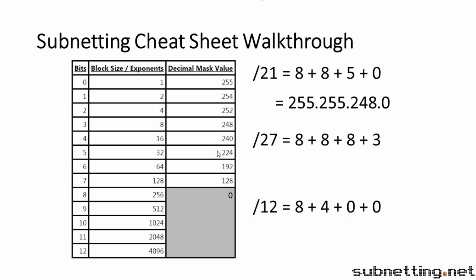1, 2, 3, 4, 5. So the 5 corresponds to 248. Kevin will demonstrate this again in a moment. Let's use our chart to write out the other 2 examples shown here.